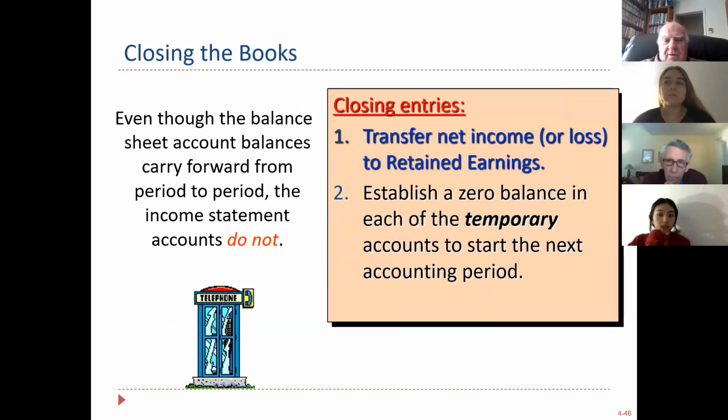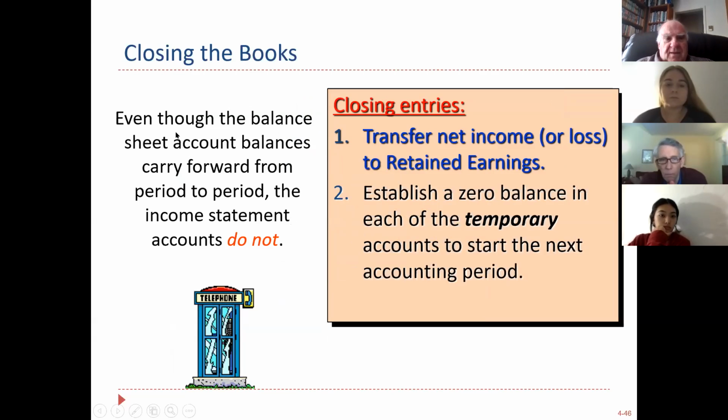Now, at that point, we can take a deep breath and we're done. Boy, that was tough getting all those adjustments done. We got the statements out. Everybody's happy. The only thing we need to do now, though, is close the income statement.